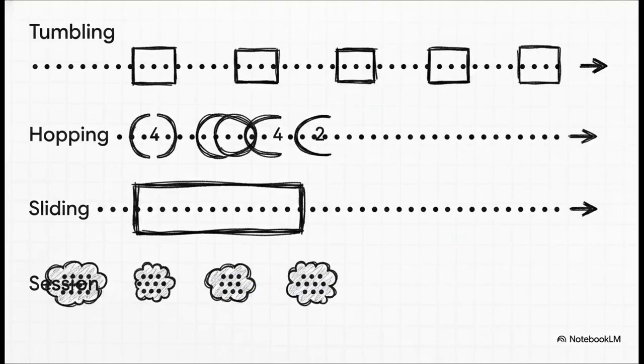To properly aggregate this continuous data, we group these events into time windows, and we have a few different options for how to do this. We can use tumbling windows, which chop time into rigid, non-overlapping blocks, like calculating total sales from exactly 10 o'clock to 10:01, and then 10:01 to 10:02. We can use hopping windows, which give us a smoother picture by overlapping these fixed periods, really useful for rolling averages. Sliding windows group events that happen within a specific interval of each other.